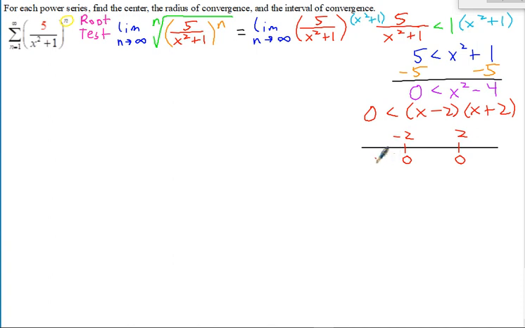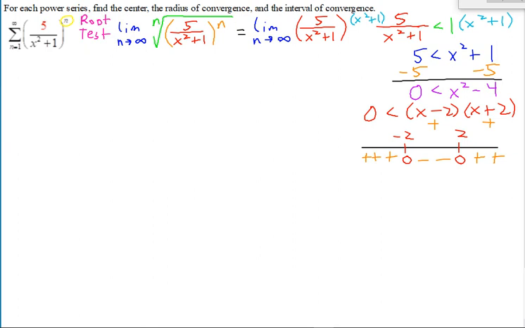let's say you test negative 3. That makes this factor negative, this factor negative. Negative times negative is positive. You test 0. This is 0 minus 2, negative. 0 plus 2, positive. Negative times a positive is negative. And test 3. 3 minus 2 is positive. 3 plus 2 is positive. Positive times positive is positive. And what we're looking for is where 0 is less than this, or if you flip it around, where this is greater than 0. So we're looking for the positive interval.